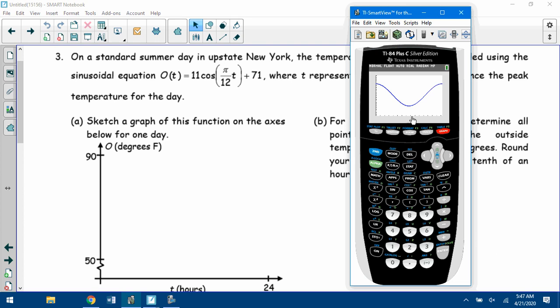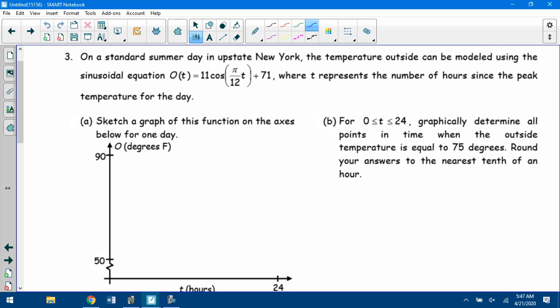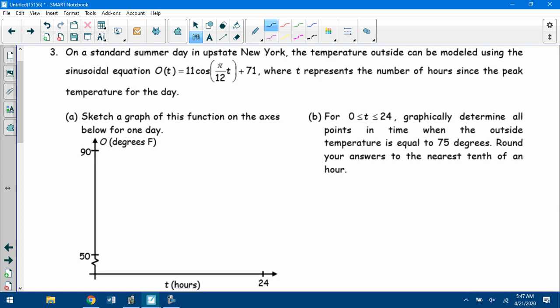And notice if our max is 90, it's not going all the way up to 90. So this looks something like this. All right, rough sketch. Then part B says for 0 to 24, graphically determine all points in time when the outside temperature is equal to 75, round to the nearest tenth.